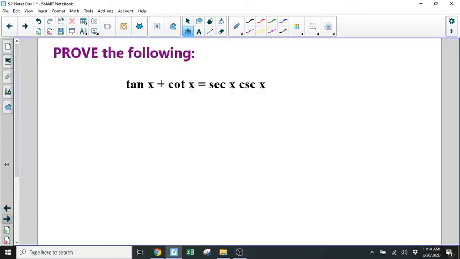So I'm going to rewrite tangent and cotangent as sines and cosines. So tangent I would write as sine of x over cosine of x. Cotangent I would write as cosine of x over sine of x. Get a common denominator. So our common denominator is going to be all of every denominator, cosine x, sine of x.